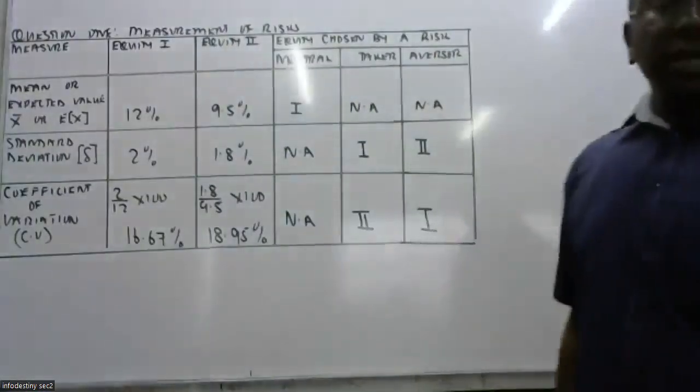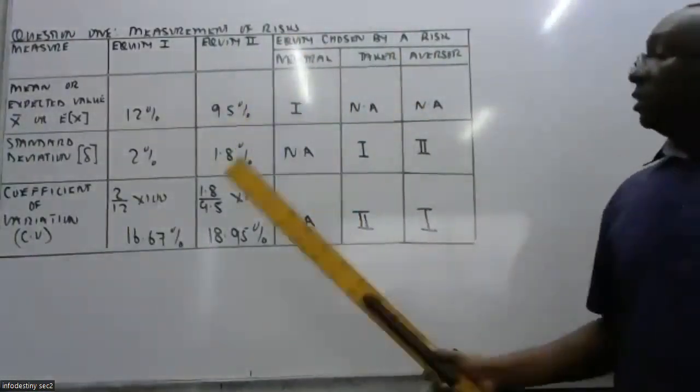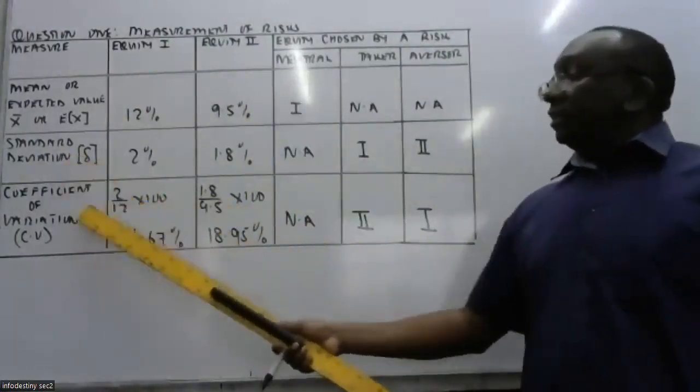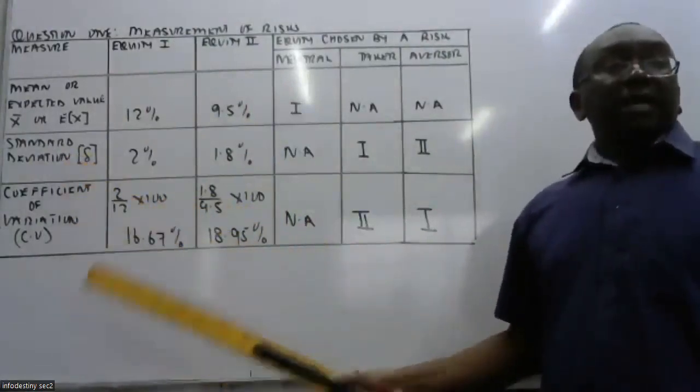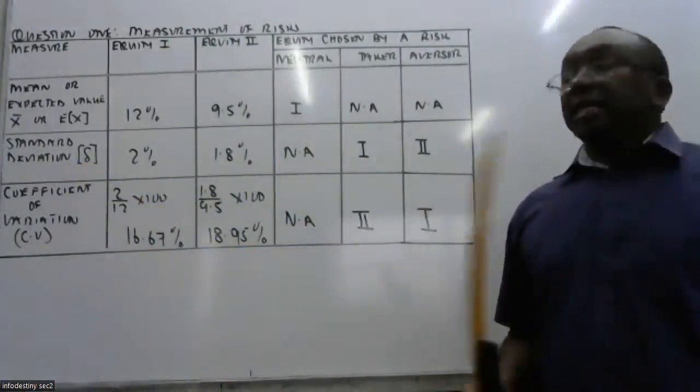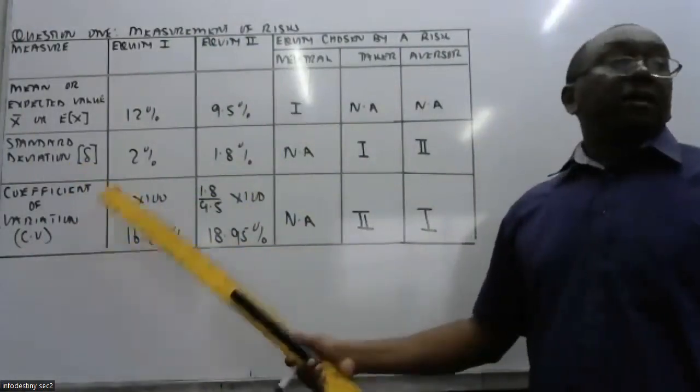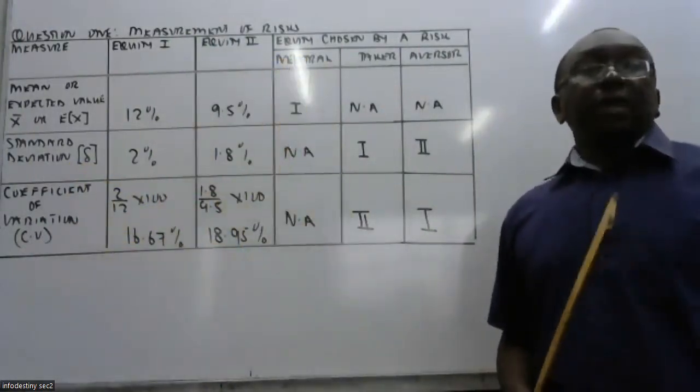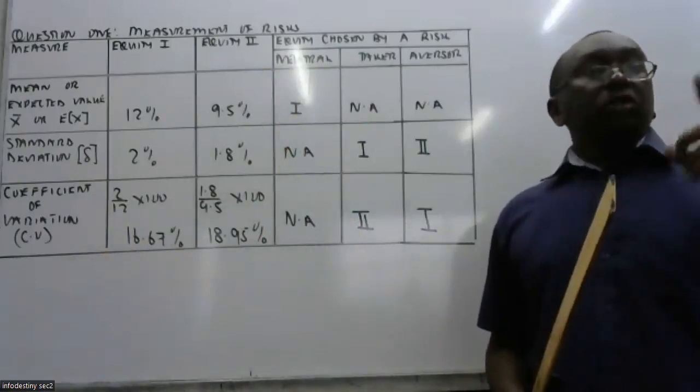As you see in your notes, these two are measures of risk. But in case they conflict, this one is taken to be superior. Conflicting means on the same thing, they tell you different things.